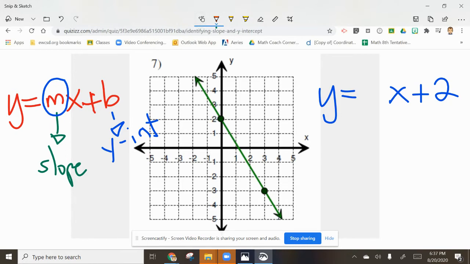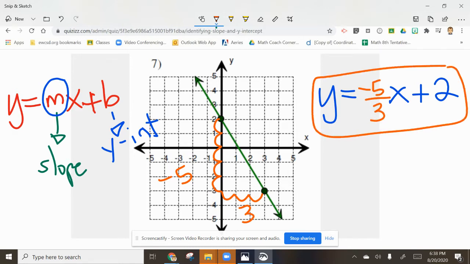How about you tell me the slope? Down 1, down 2, down 3, down 4, down 5, over 1, over 2, over 3. All right, negative 5 over 3. Now you've given me the whole equation. You've given me the slope, and you give me the y-intercept. It's called slope-intercept form for a reason. It's the slope, and it's the intercept.